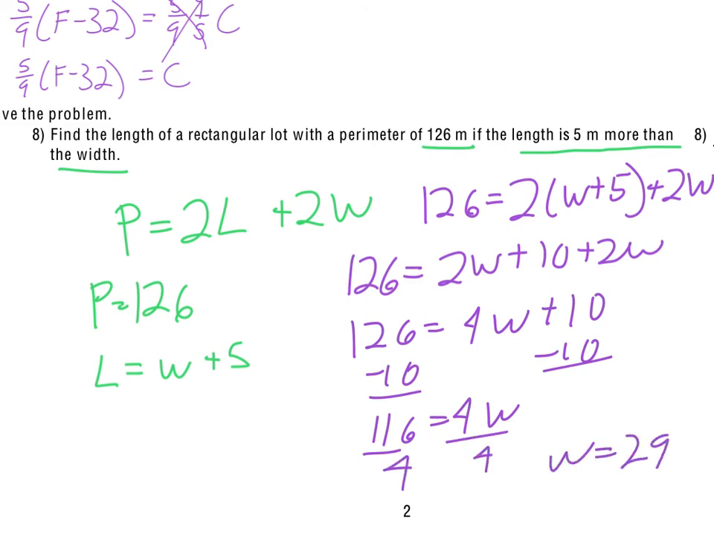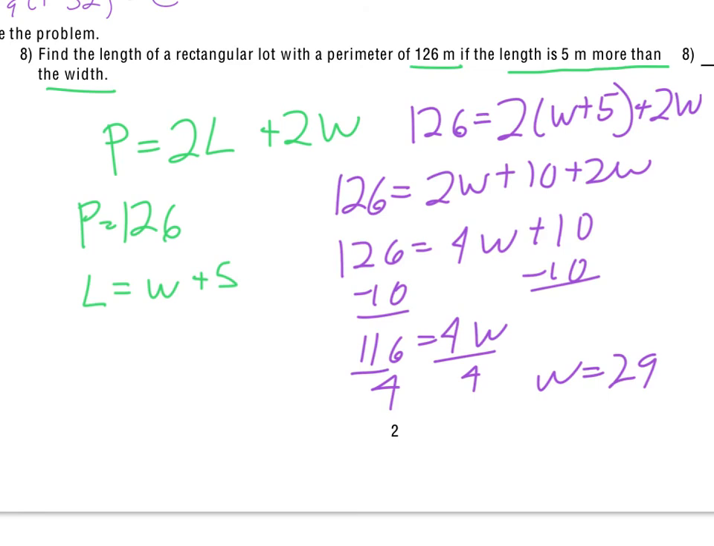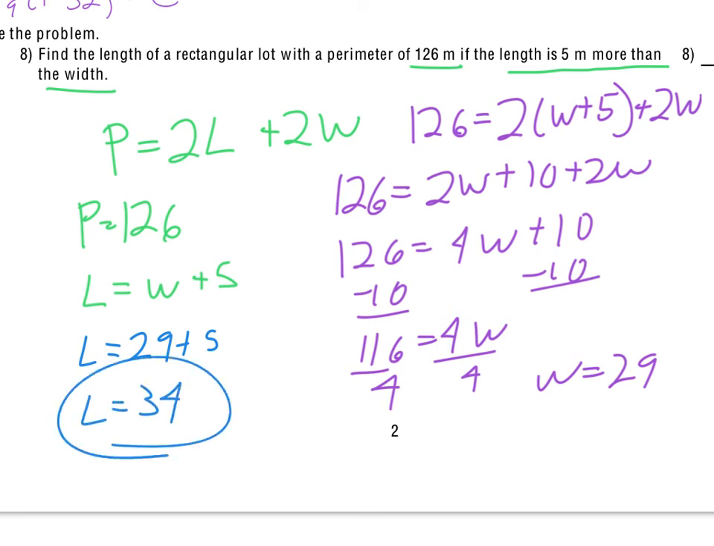So W equals 29. Now, let's hold up, though. It says find the length. Okay, so they didn't even want the width, but I tell you what, we're going to find the width first anyhow. But we know the length is the width plus 5. The width is 29. So the length would be 29 plus 5, so the length is 34. And again, that's all they wanted was the length. I suppose I should include units. 34 meters would be the length.